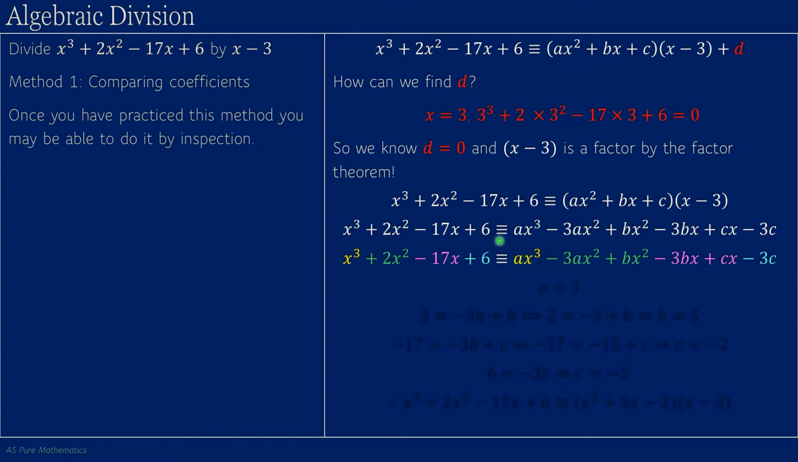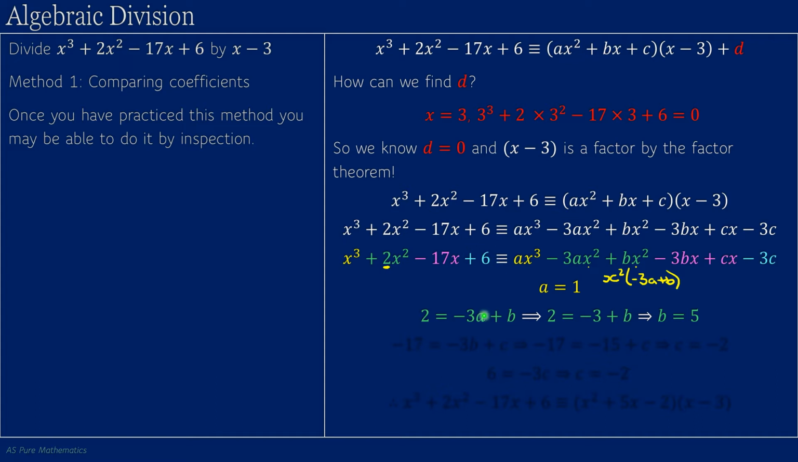So if I look at the cubic, if these two things are equivalent, I know that a has to equal 1 because I need it to be x cubed. So a has to be equal to 1. Then if I look at the quadratic, if I take the coefficient of the quadratic, I end up with minus 3a plus b. The reason for that is if I take this green section here and factorise out an x squared, then I would have minus 3a plus b, and that would be the coefficient of x squared. That term then has to equal 2.